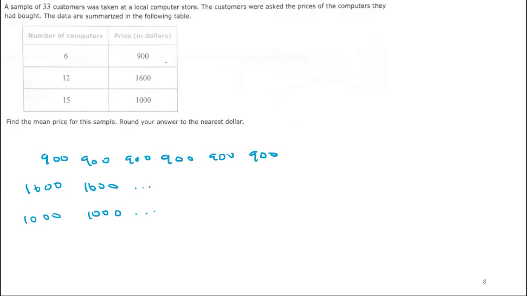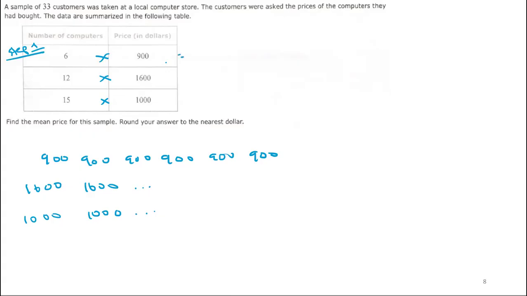So what you're going to do here is multiply each of these rows. Once you get your total for each one, you're going to add them up, and then you're going to divide by the number of computers, all right? So your first step here is to multiply these out.